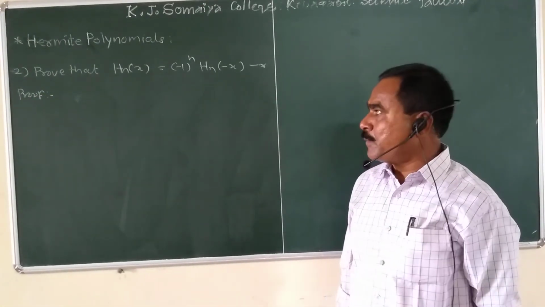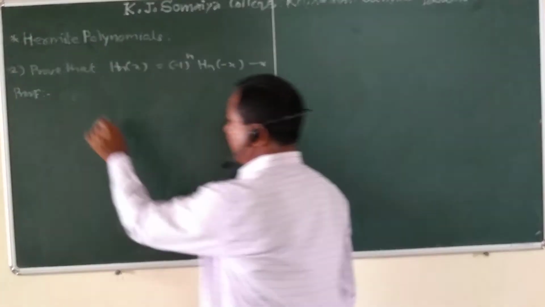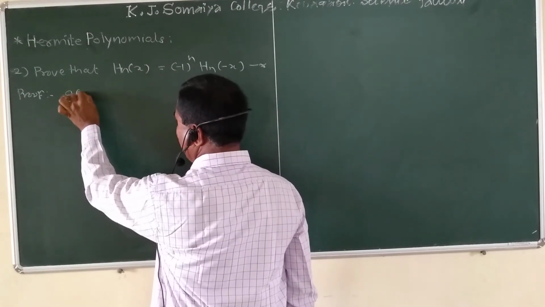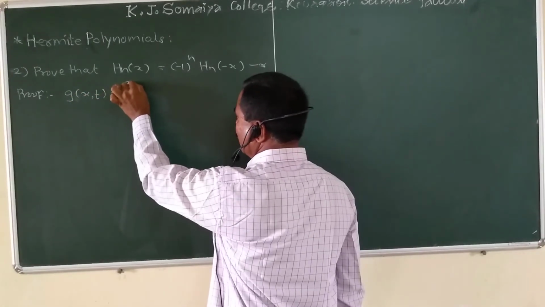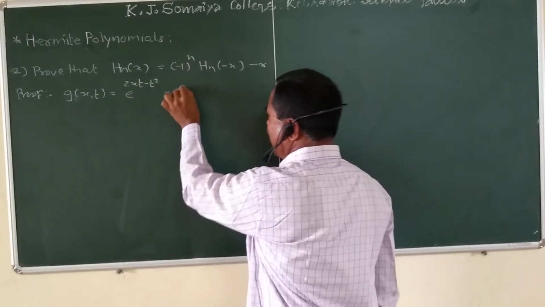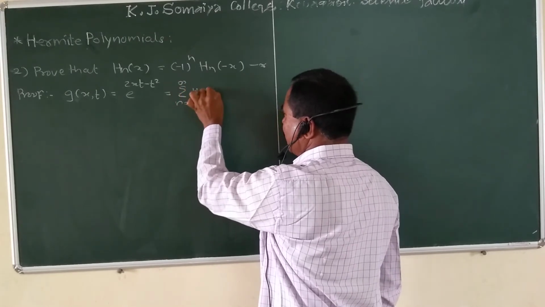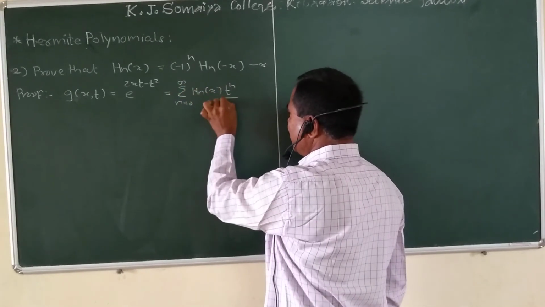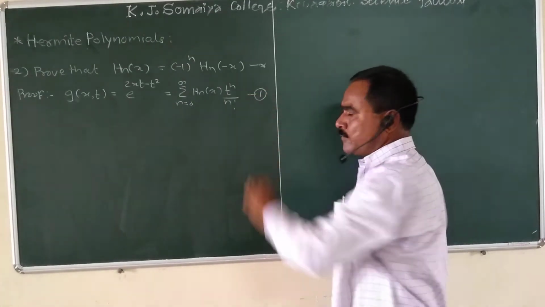To prove this property, first we have to consider the generating function. So write here generating function g of x,t equal to e raised to 2xt minus t square equal to power series summation n from 0 to infinity H_n of x t raised to n upon n factorial. So make this equation first.